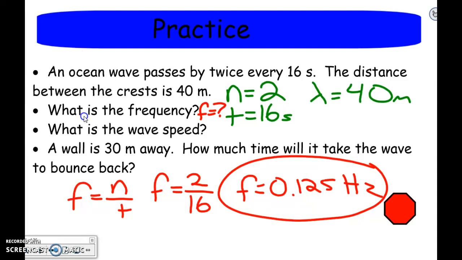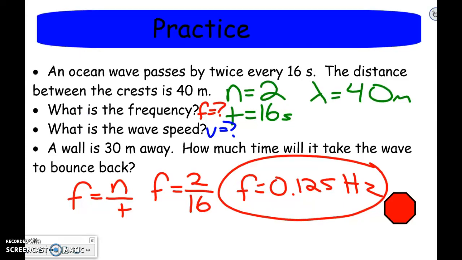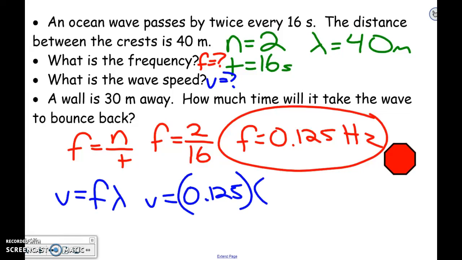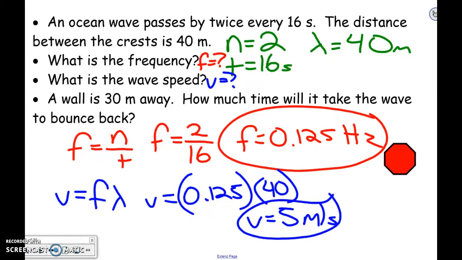The next question, what is the wave speed? So in this case, they're asking for the velocity. And because of these givens, we're going to use the newest equation. This one I do give you. V equals f times lambda. So in this case, v equals 0.125 times 40. And in this situation here, you're going to get an answer of 5 meters per second. So if you guys were in the ocean, you would see this wave go by at 5 meters per second.